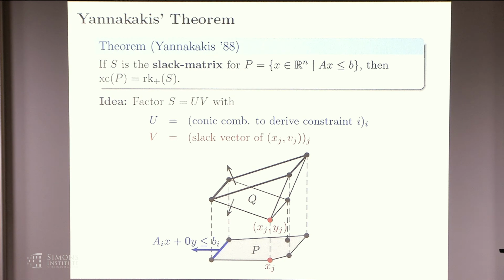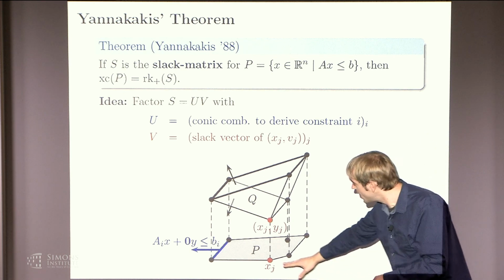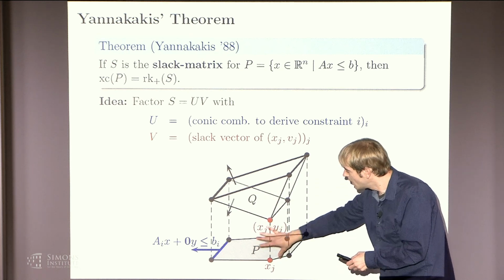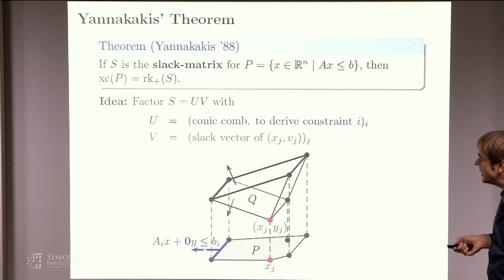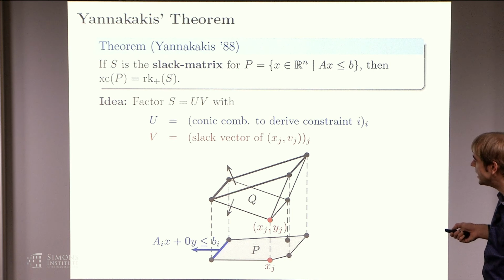Okay, so this is our target polytope P, and if you look at one of the facets and one of the vertices, then this vertex has some distance, some slack with respect to this constraint. And now, if you look at something higher dimensional that projects down on P, then this constraint must be a non-negative linear combination of normal vectors up here.